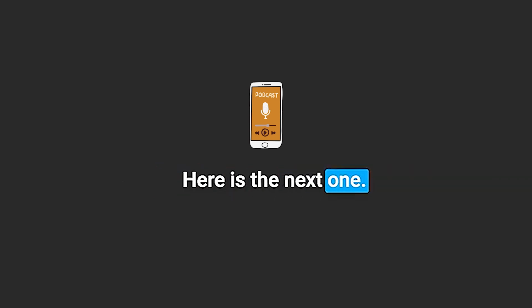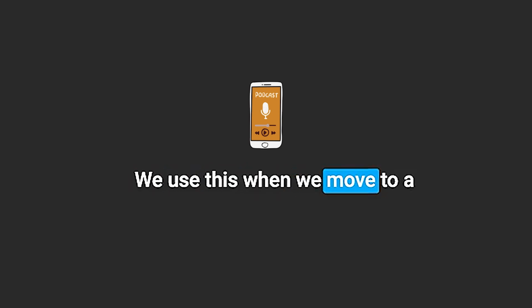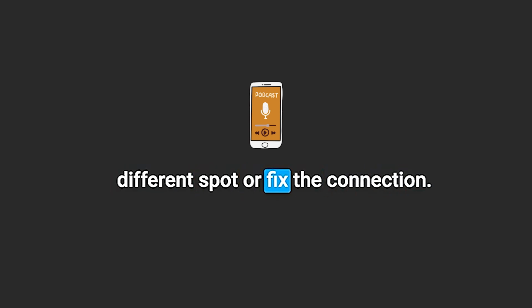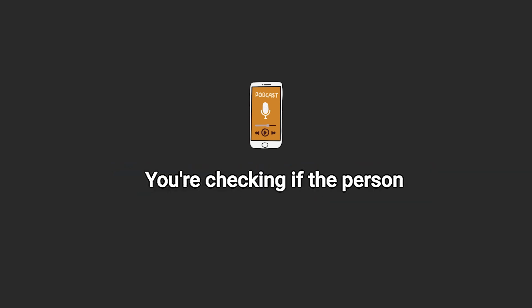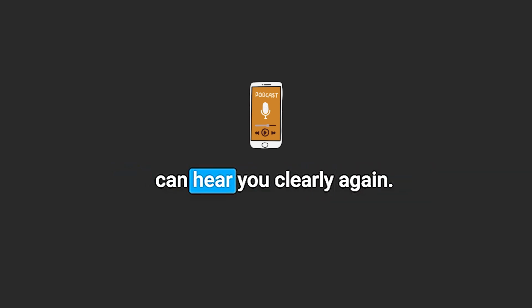Here is the next one. Can you hear me now? We use this when we move to a different spot or fix the connection. You're checking if the person can hear you clearly again.